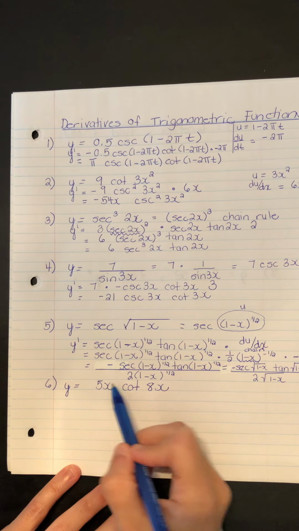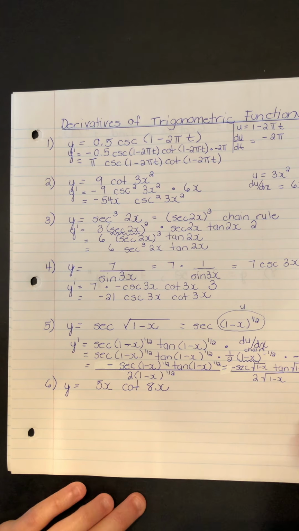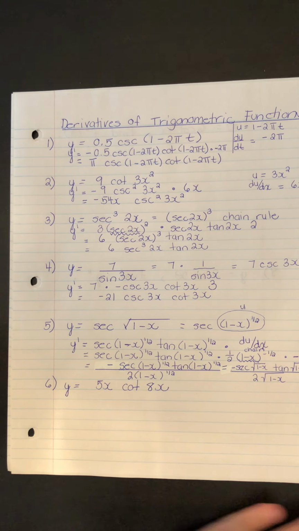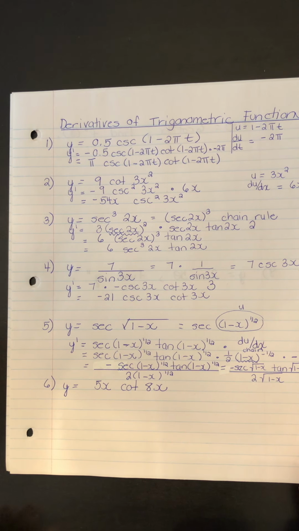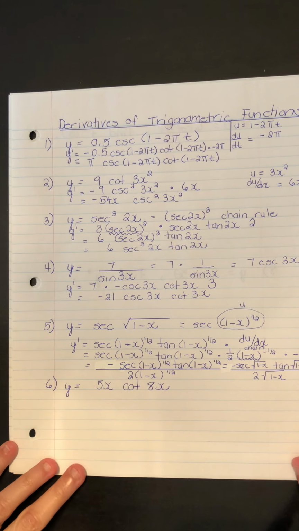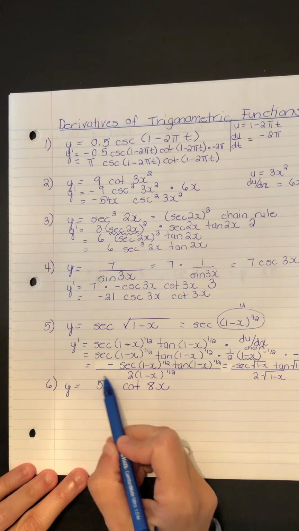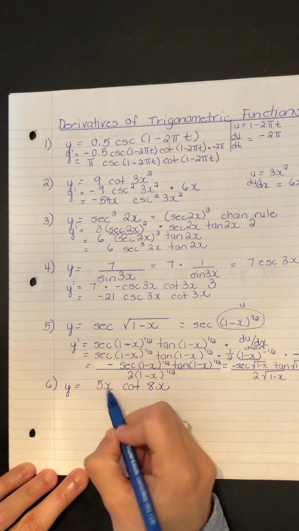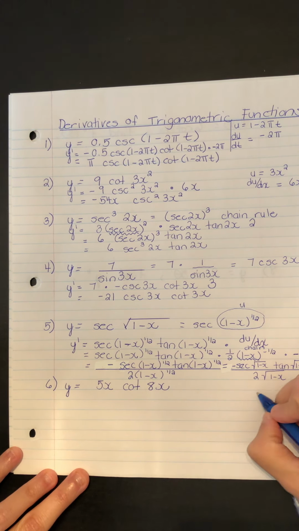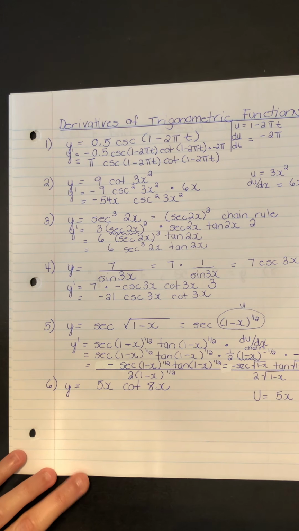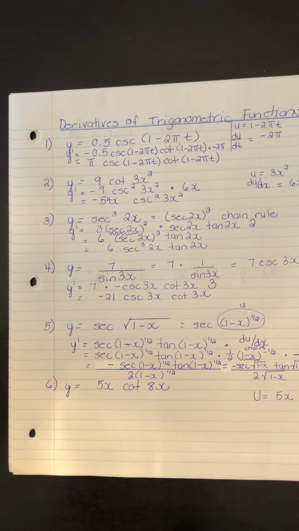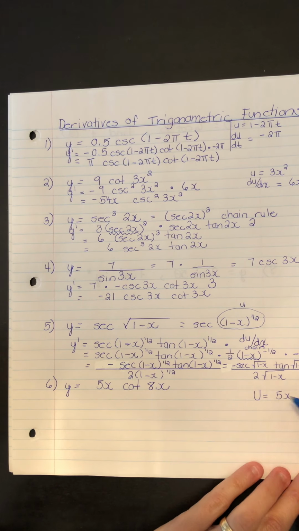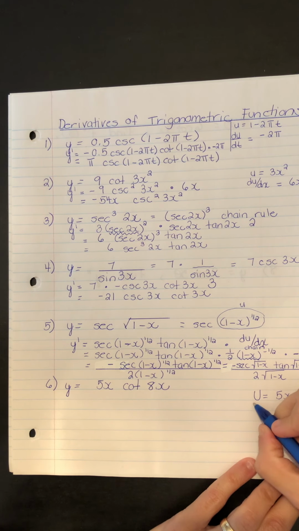We have 5x multiplied by the cotangent of 8x. Well, this is a product of functions. We have 2 functions of x. So u is 5x. And what is its derivative? So I'm going to use uppercase u and uppercase v. So u prime then would just be 5.